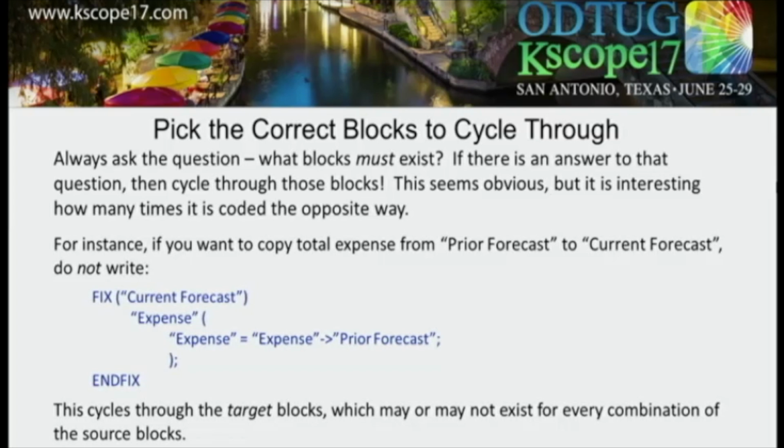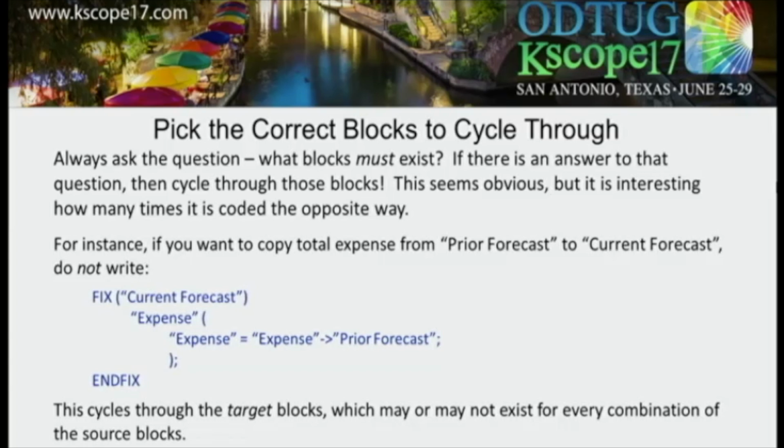This seems obvious, and I'm sure many people in the room already know this, but it's worth repeating because we have a very good Essbase shop at the Gap, a lot of really good people, and even they forget this sometimes. Always ask the question, what blocks must exist? If there is an answer to that question, then cycle through those blocks. It's like the xwrite versus xref. For the data we're transferring, we know that everything we want to transfer exists in the source cube, so we use an xwrite rather than an xref. It's the exact same thing in a fix. If one side has to exist, cycle through that, and then put the cross dim on the other side.